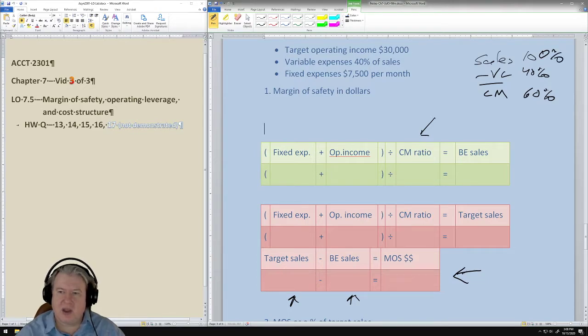So here, we just have to make sure that we recognize the difference between the variable cost percentage and the contribution. So 60%. Now, how do we go about it? Well, we've got our fixed expenses, right? 7,500, that is given to us.